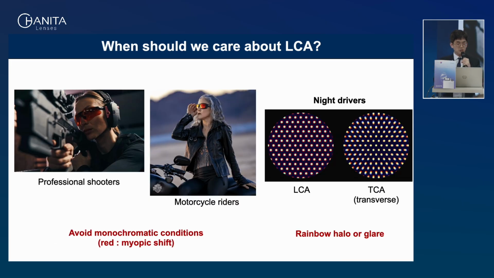So then, which situation should we care about with this IOL? I think there can be very rare situations like this, like professional shooters or motorcycle riders who use red goggles so that they have some kind of monochromatic situation. So you may think, okay, maybe it is better to suggest they avoid these kinds of monochromatic situations. Or for night drivers, they can see this rainbow halo and glare, which is not that significant.